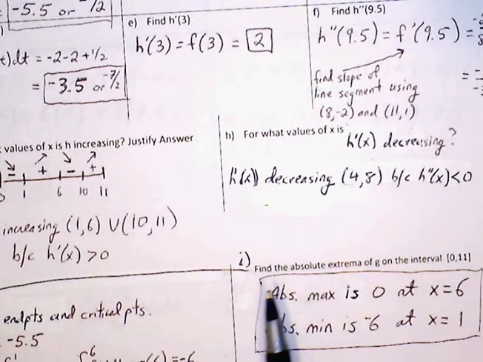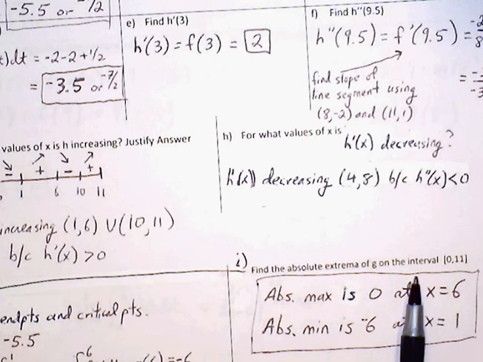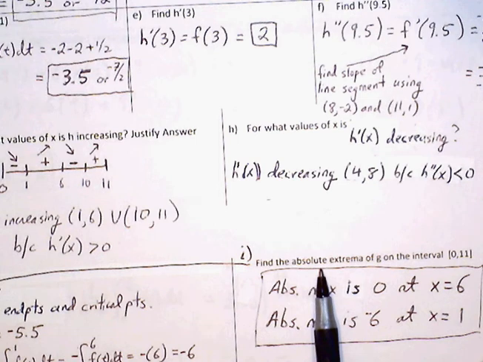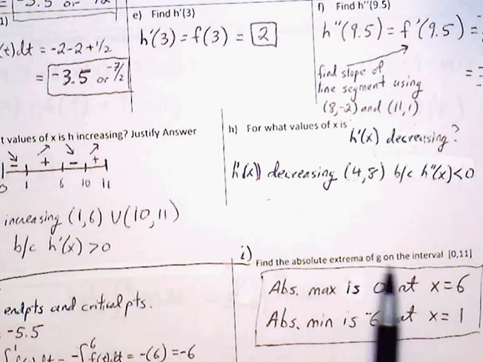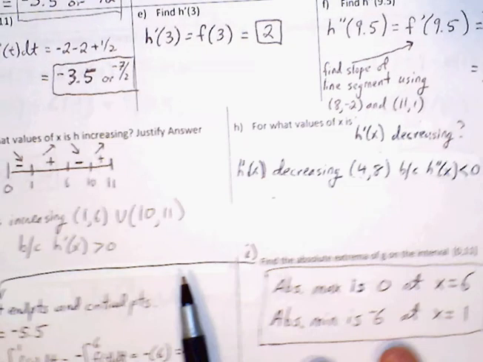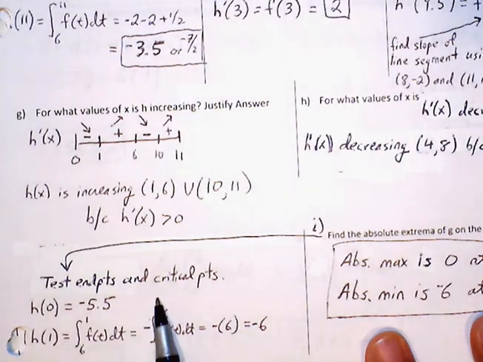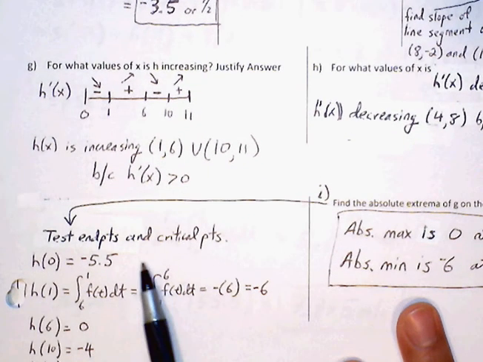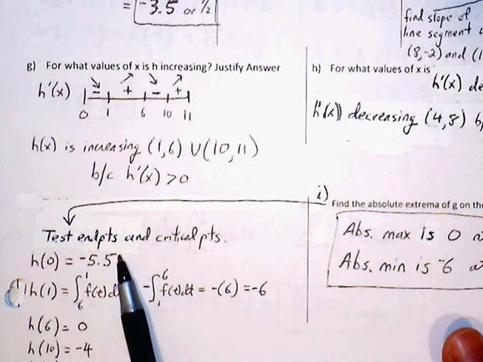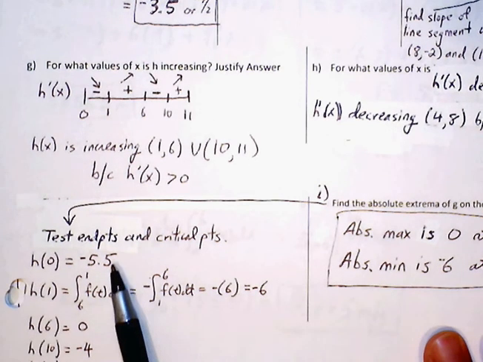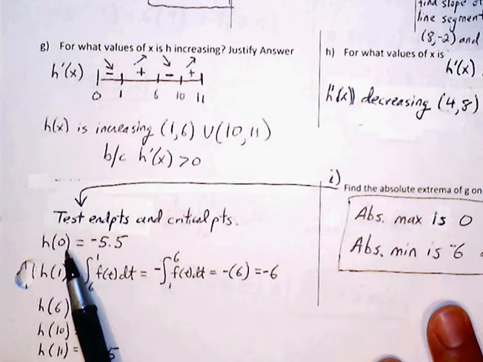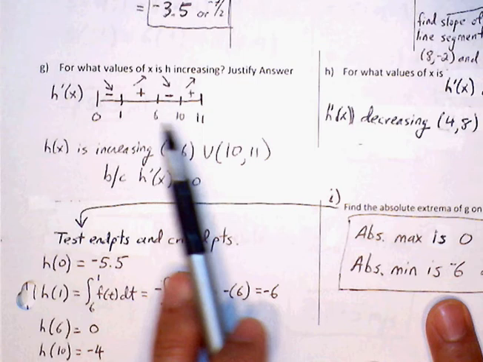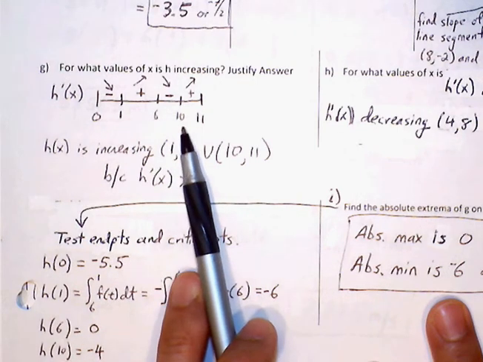Part I, find the absolute extrema of g on the interval from 0 to 11. So we are trying to find the absolute max and absolute min of a function on a closed interval. So we test endpoints and critical points just like before. Extreme value theorem. We're using the extreme value theorem to help us find these ordered pairs. So we're going to be testing the endpoints as well as the critical points.